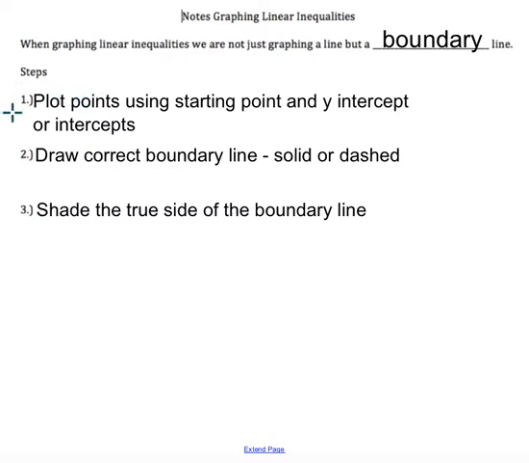These steps will make more sense as we go through a couple examples, but make sure you have these steps written down at the top. If you are still writing, you can hit pause. One thing I just noticed here, make sure you emphasize here, we're going to shade the true side of the boundary line for step 3.